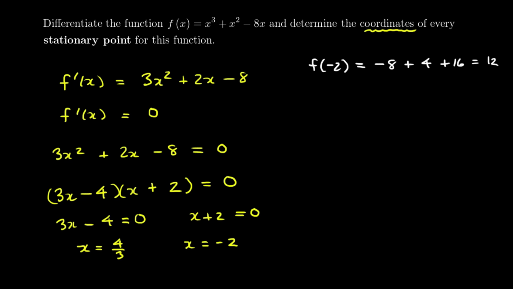And maybe I will just wrap up down below here, at least with that first stationary point. We have the full coordinates now. It doesn't matter what order you write these down in. So when x is negative 2, this function outputs 12. So these are the coordinates for our first stationary point. Remember, that's where the tangent slope is 0.